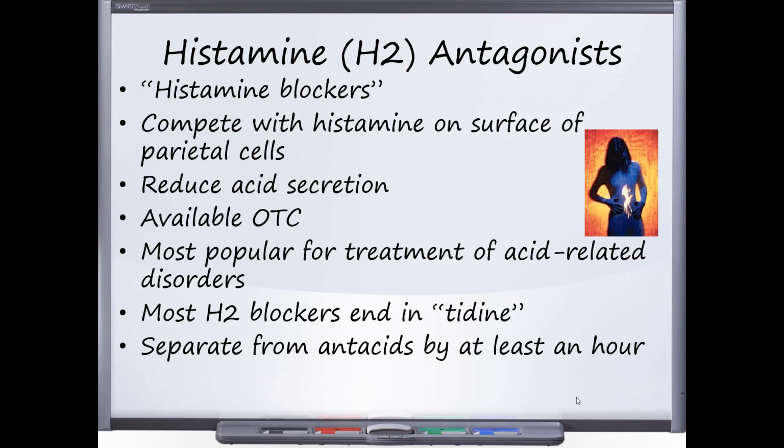So starting first with the histamine or H2 blockers. These were developed back in the 1970s, and they're used to treat mild to moderate PUD or GERD. These drugs effectively reduce both fasting and food-stimulated acid secretion, meaning that they work well for both kinds of ulcers, whether they're gastric or duodenal.